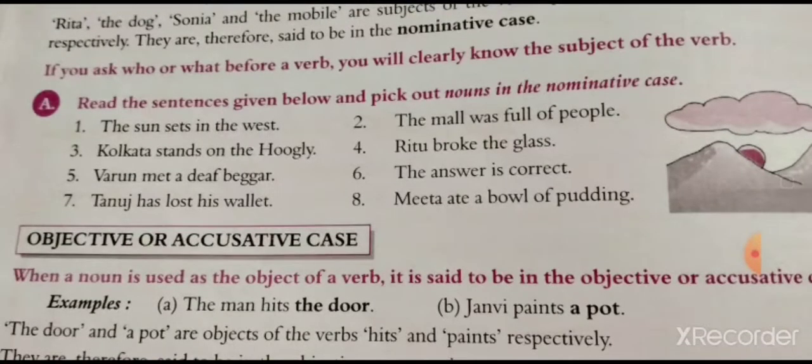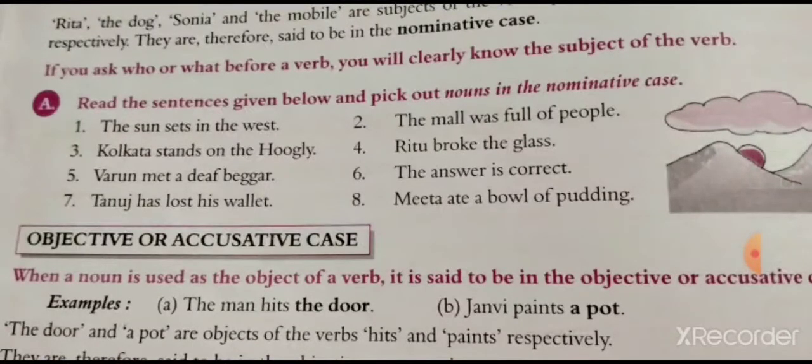Varun met a deaf beggar. Tanuj has lost his wallet. Ritu broke the glass. The answer is correct. Meeta ate a bowl of pudding. Here you can see, if you ask who or what before a verb, you will clearly know the subject of the verb. Here we have to find the subject of the verb.